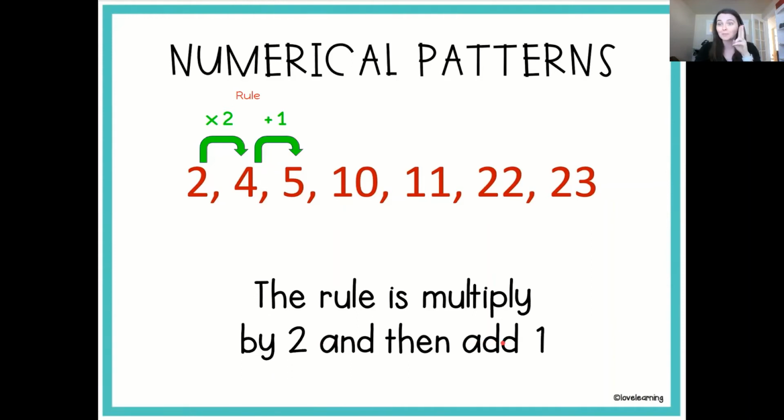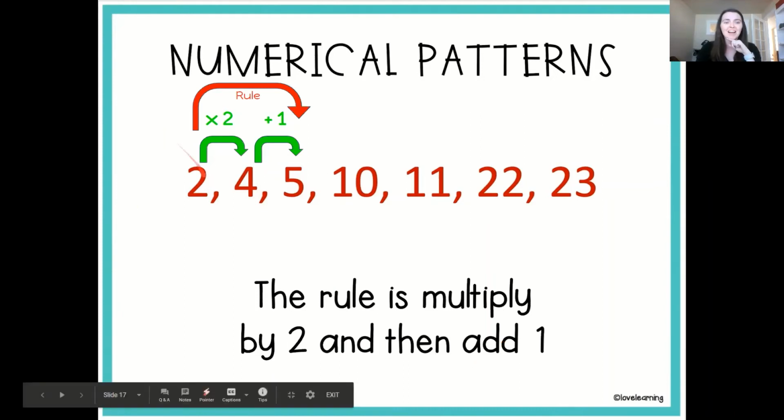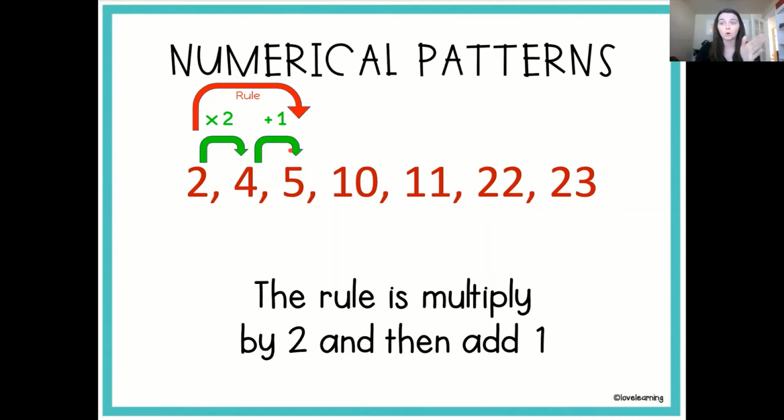It's a two-step rule. So we know that this entire sequence in our terms, so the entire order of events here, 2, 4, 5, is the rule. Our rule is that you multiply the first term by 2, and then you add 1 to the term you get after multiplying by 2. So let's see if that pattern continues. 5 times 2 is 10. That works. 10 plus 1, that's 11.